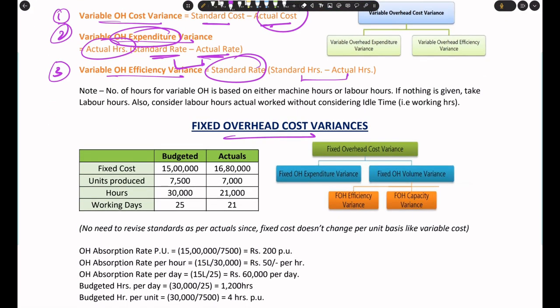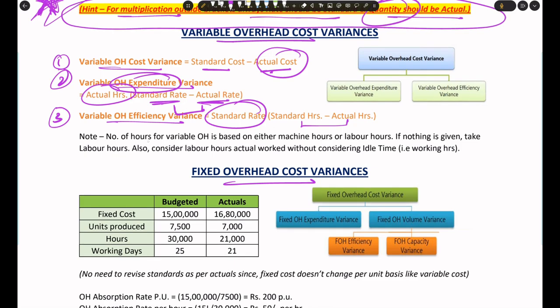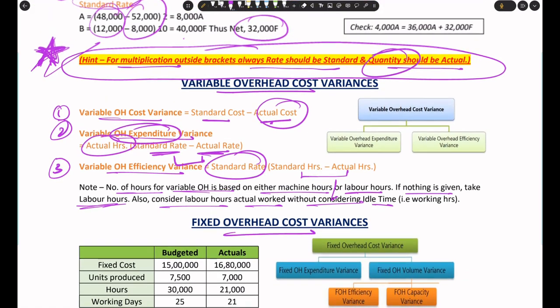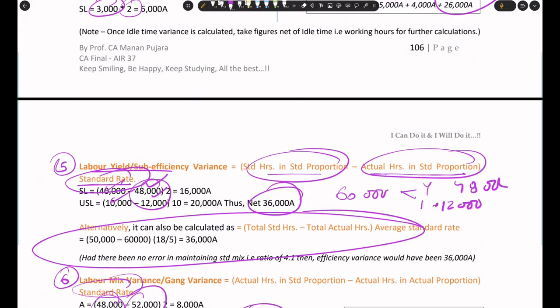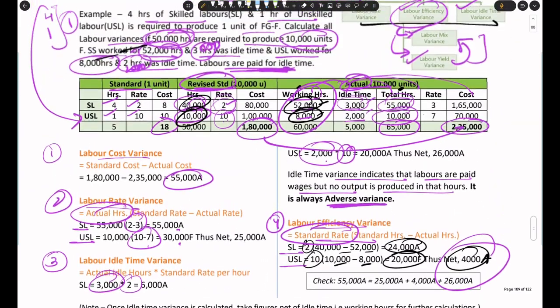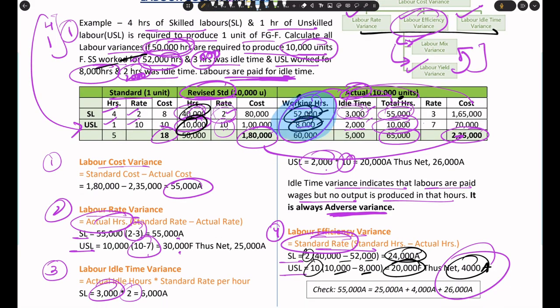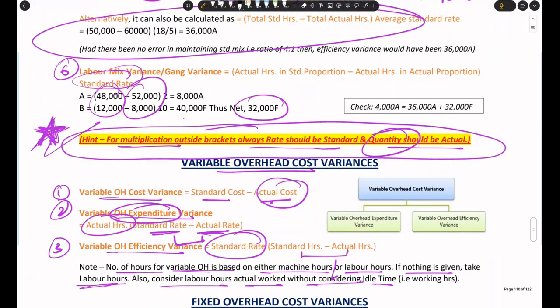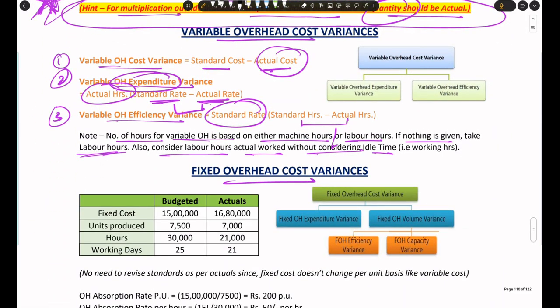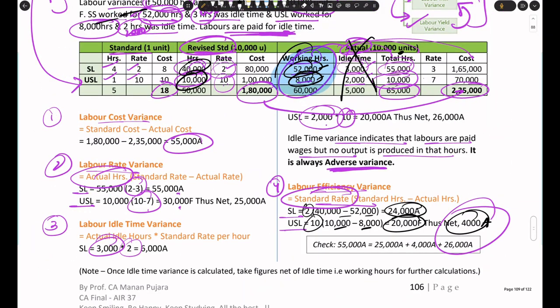Next, the note. The number of hours for variable overhead is based on either machine hours or labor hours. If nothing is given, take labor hours. Also consider labor hours actually worked, without considering the idle time. Sir is referring to this table. You only have to refer to this portion; you do not consider the idle time while calculating the variable overhead efficiency variance. Just consider the actual hours worked, in this column of actual hours worked.